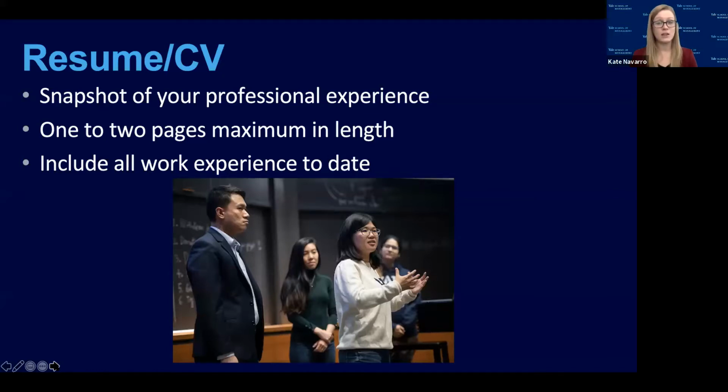Make sure everything is in chronological order. We want to make sure that from your most recent experience to the farthest away is going from the top down. Make sure your margins are well sized and it's easy to read. I would say focus on your achievements, your added value, not just a list of responsibilities, but things you achieved while you were at your previous jobs or internships.